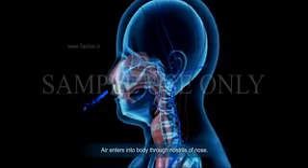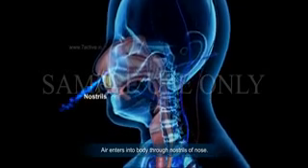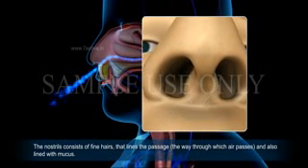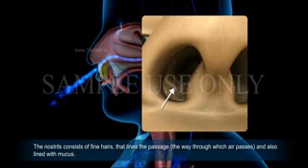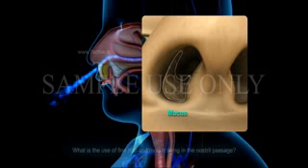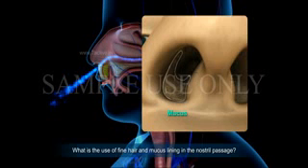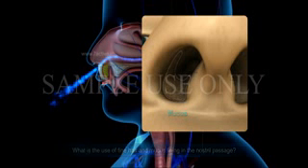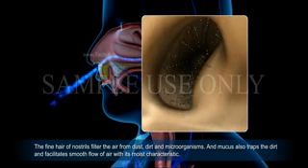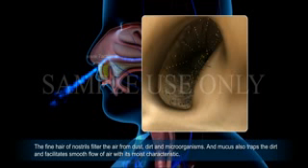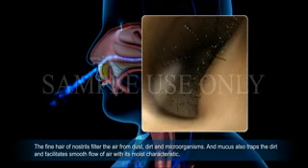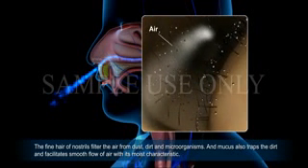Air enters the body through the nostrils of the nose. The nostrils consist of fine hairs that line the passage through which air passes, and it is also lined with mucus. What is the use of fine hair and mucus lining in the nostril passage? The fine hair of the nostrils filters the air from dust, dirt, and microorganisms, and mucus also traps the dirt and facilitates smooth flow of air with its moist characteristic.